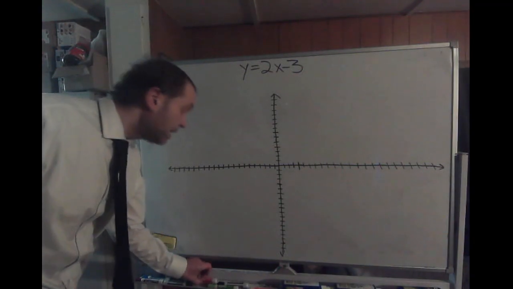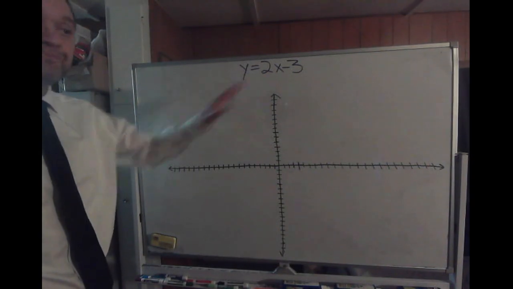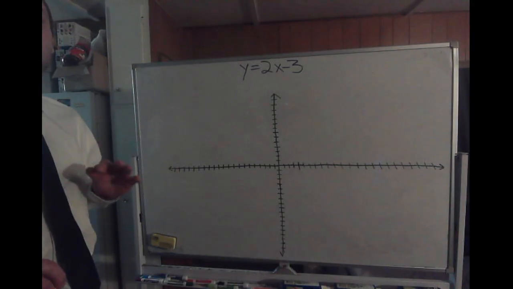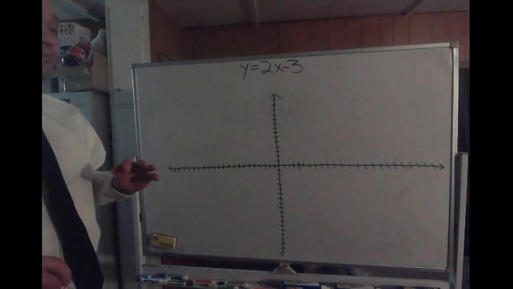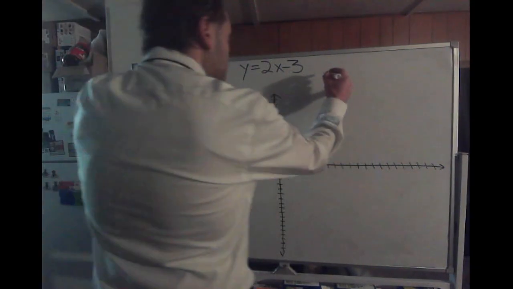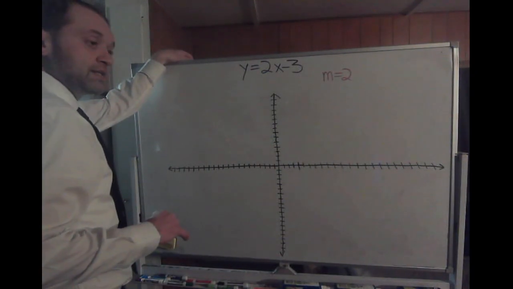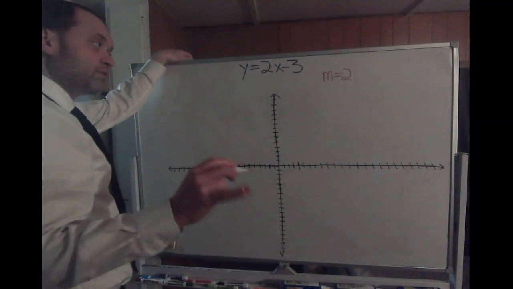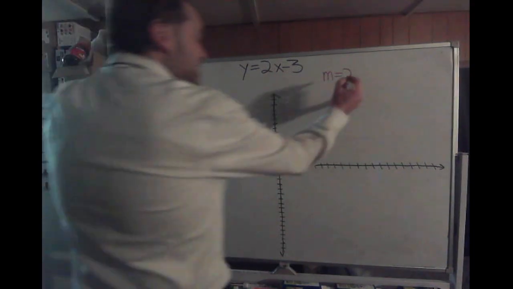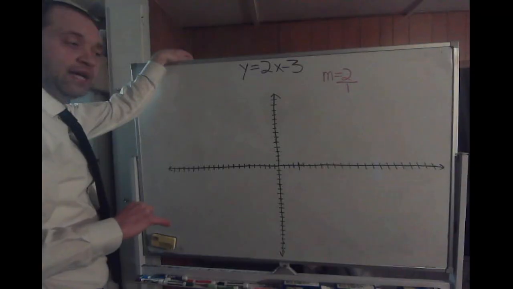But anyway, we have the equation y equals 2x minus 3. The first thing you want to do whenever you have an equation in this form is find your slope. Well, the slope is always the coefficient of the x term. Your slope is 2. So m equals 2. That's real easy, right? Now, if you have a whole number for your slope, do yourself a favor and put a denominator of 1. There's a reason I'm saying this. It's going to come into play in a second.